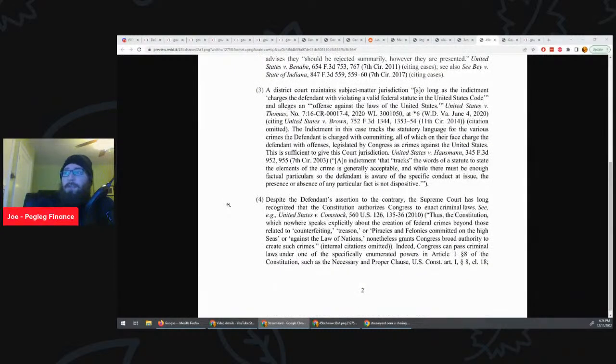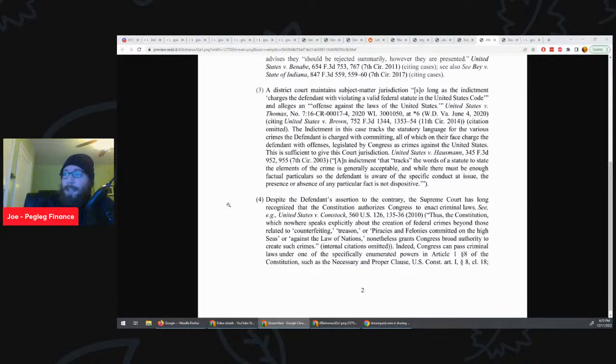3, a district court maintains subject matter jurisdiction so long as the indictment charges the defendant with violating a valid federal statute in the United States Code and alleges an offense against the laws of the United States, citing United States versus Thomas. The indictment in this case tracks the statutory language for the various crimes the defendant is charged with committing, all of which on their face charge the defendant with offenses legislated by Congress as crimes against the United States. This is sufficient to give this court jurisdiction.